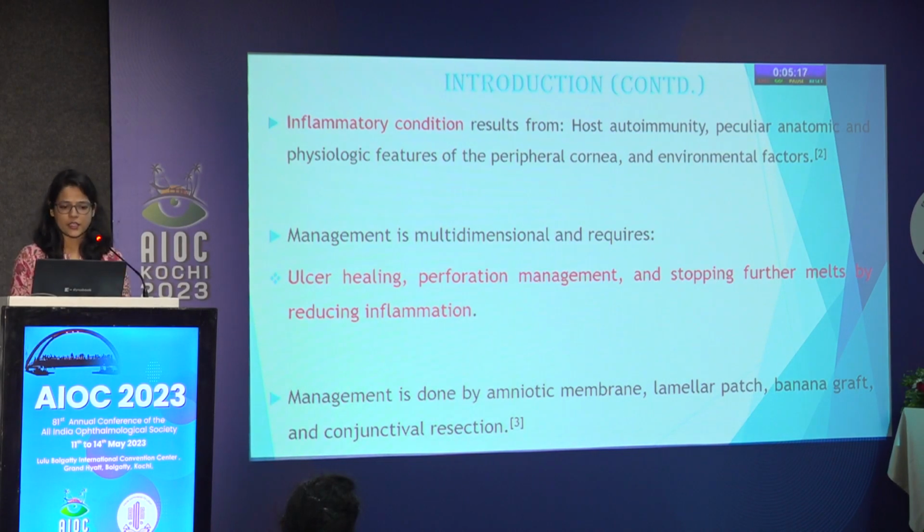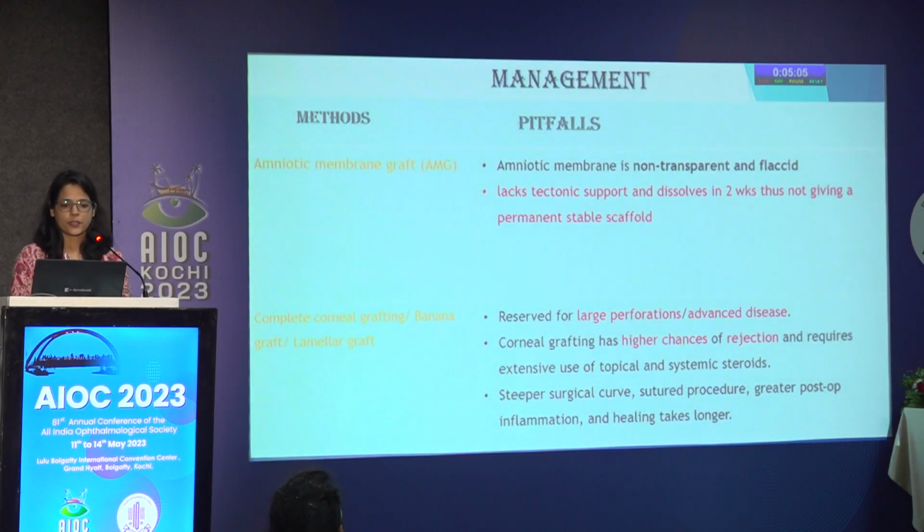Management of PUK is multidimensional and requires ulcer healing, perforation management, and stopping further melts by reducing inflammation. Surgical management is done by amniotic membrane, lamellar patch, banana graft, and conjunctival resection. Pitfalls of amniotic membrane are that it is non-transparent and flaccid, lacks tectonic support, and dissolves in 2 weeks, thus not giving a permanent stable scaffold.